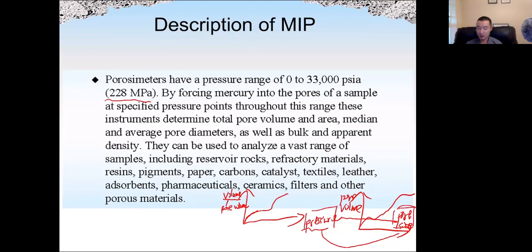But anyhow, from the pressure to the volume of the pores, we can get a correlation between the pore size and the pore volume of the concrete or other samples. We can use this method not only for cement and concrete, of course, but also for any type of material which has pores inside it, including rocks, pigments, papers, and so on.